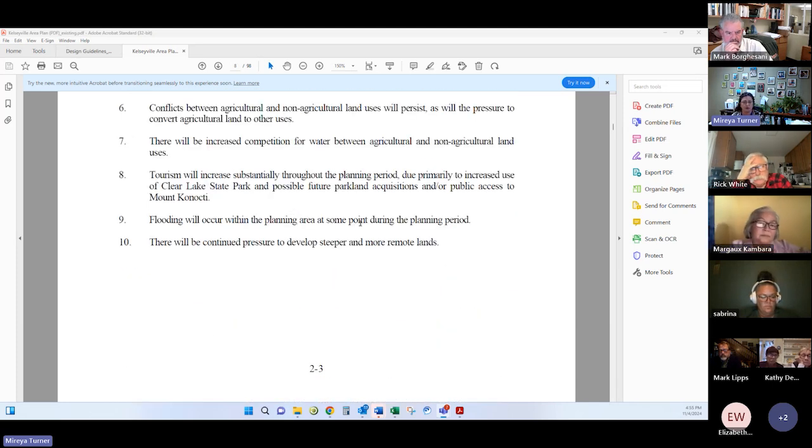So flooding will occur within the planning area, and there will be some pressure to develop steeper and more remote lands. Do you still feel that there's a pressure to develop in the more remote lands, like our rural lands, the ones that have the steeper slopes? Ag development, yeah. I still see vineyards going in up Cobb Mountain, going up Bottle Rock on the side of a mountain. There's a big old vineyard and clearing up there.